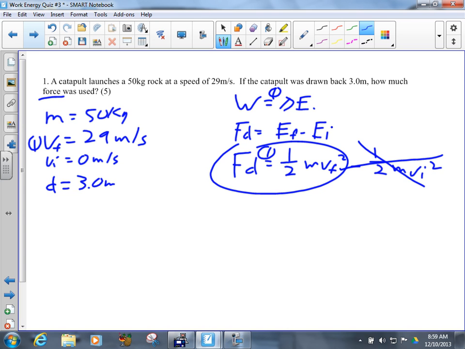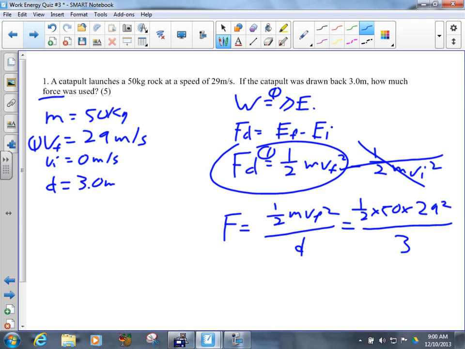Everybody follow me there? We're manipulating here to find the force, so what do I have to do with D? Divide both sides by it, so I end up with this: F equals 1/2 MVF squared over D. Or maybe they went straight to plugging in the numbers and they have 1/2 times 50 times 29 squared over 3. If they have either one of those things, that's their 4th mark.